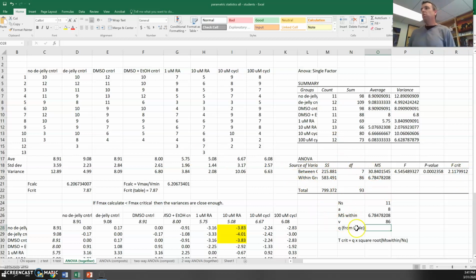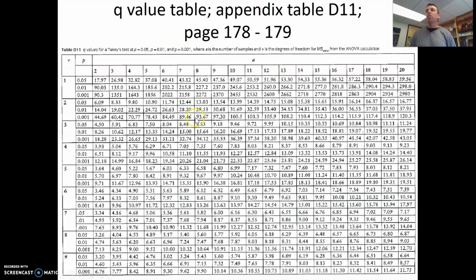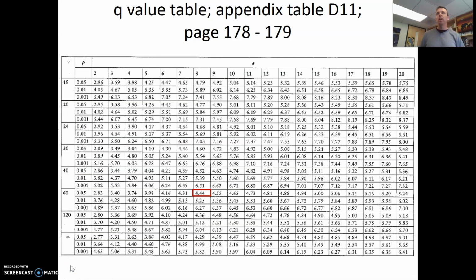Now we need to get Q. In order to do that, we need to go back to our table from the slides. To get Q, I need to remember what A is. Our number of categories is 8, and our V, degrees of freedom within, is 86. So let's go back to our slides. Here's our table. Remember, A was 8. That's our degrees of freedom here. And V was 86. At the end of this table, I'm not close to that, but luckily on the next slide, we have this extending further.